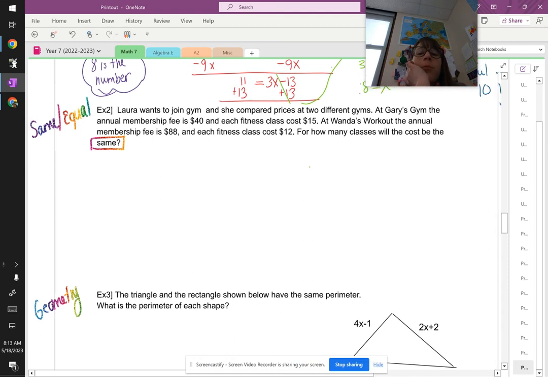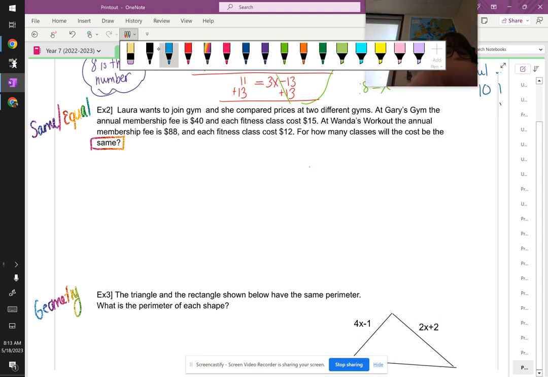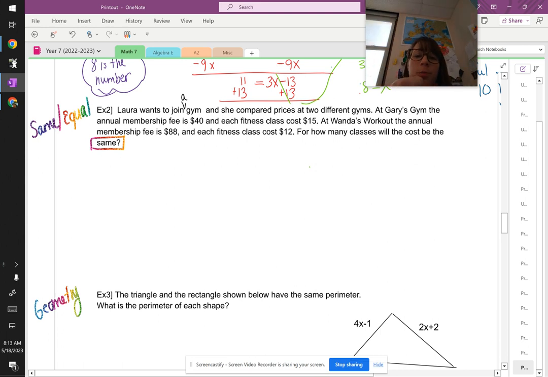Right, looking at word problems, example number 2 here, 10-3. Laura wants to join a gym. Join a gym. And she compares prices at 2 different gyms.